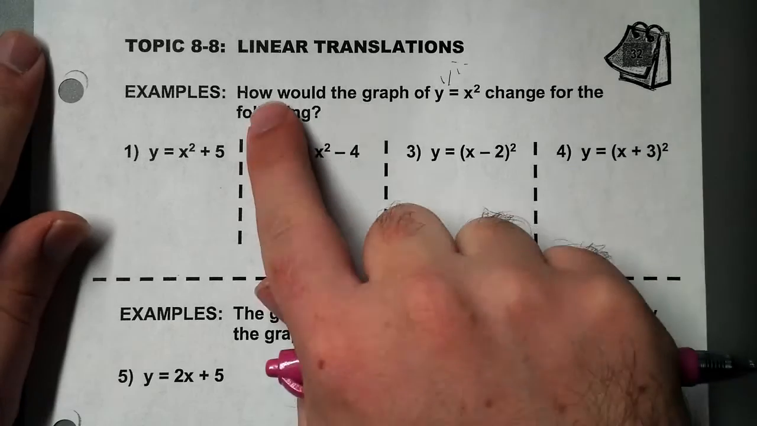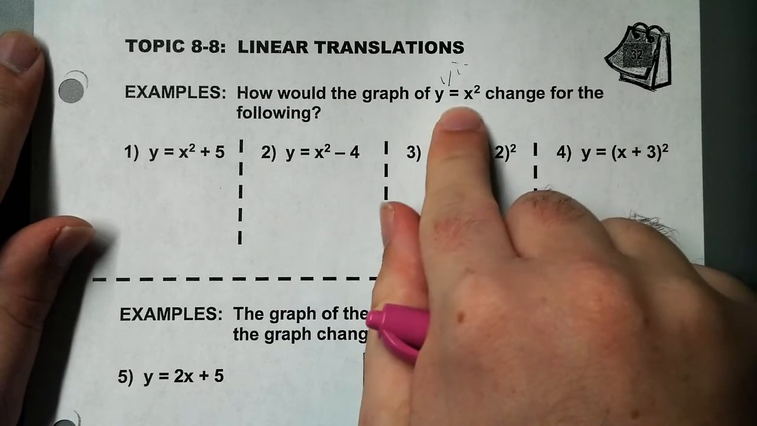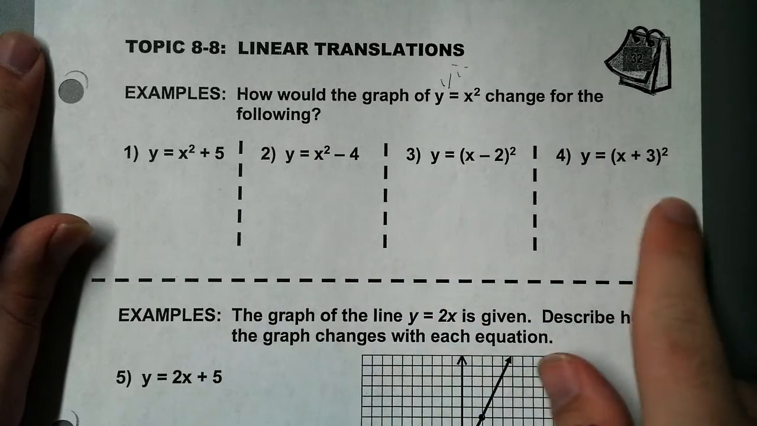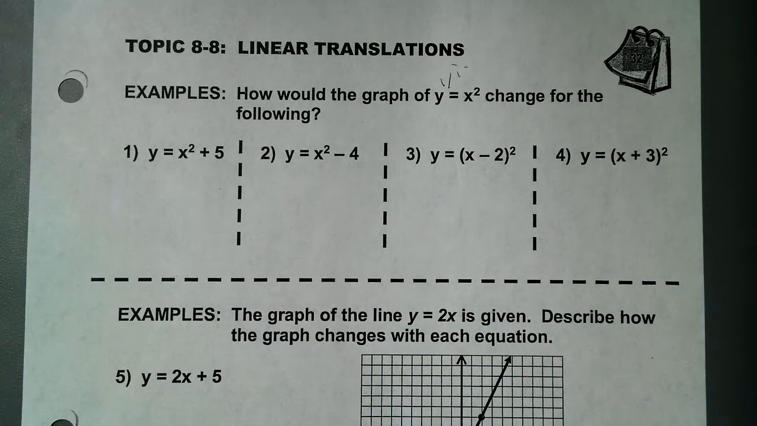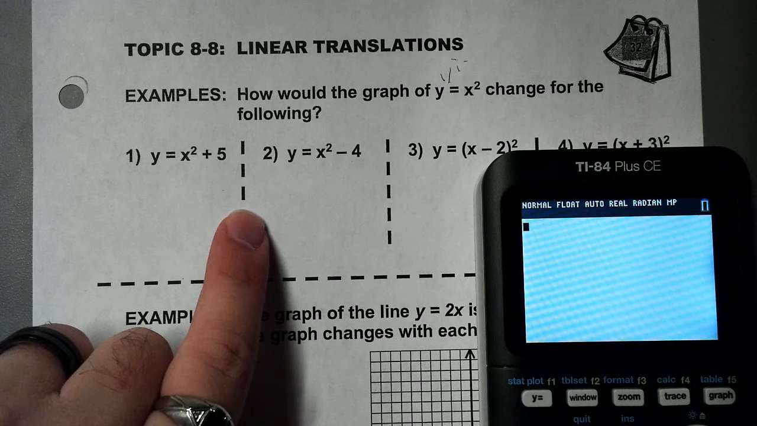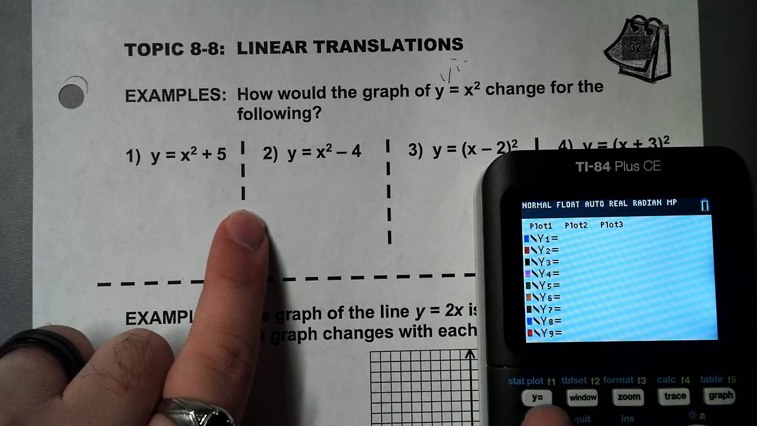Now, this first question says, how would the graph of y equals x squared change for the following? And then it has several different examples. So what we're going to do is I'm going to put this on our calculator, and we're going to actually graph them and see what they do. Well, each of these is in y equals, so it's going to be really easy to graph. So go to y equals.